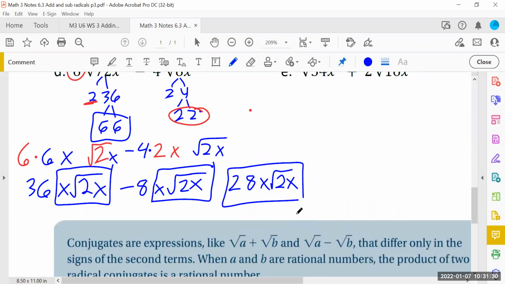Again, all the variables have to match. Everything inside the root has to match. If it does, then I can add and subtract.